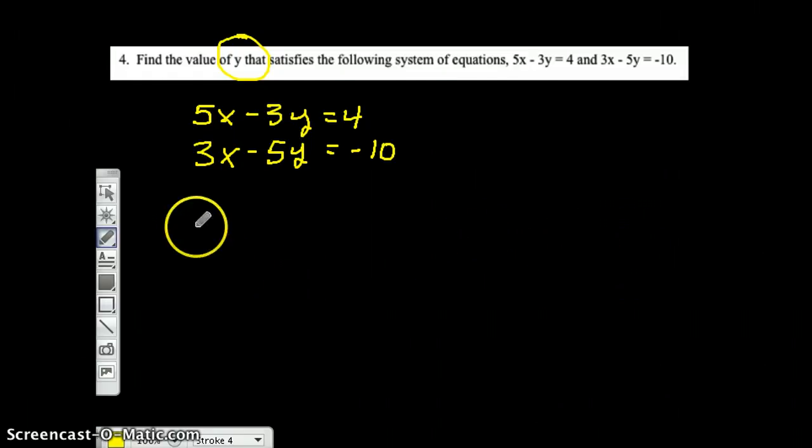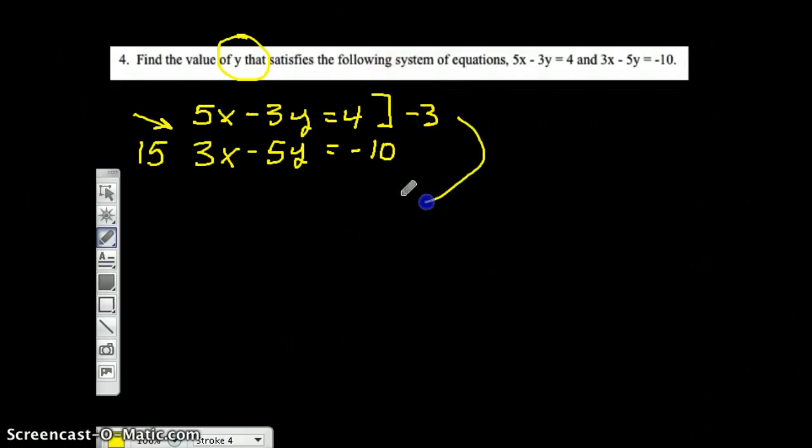So since I'm solving for y, let's try to get rid of the x's. What is a number that 5 and 3 both go into? 15. So in order to eliminate it, I'm going to have to multiply this top one by a negative 3. When I do that, I have negative 15x plus 9y is equal to negative 12.